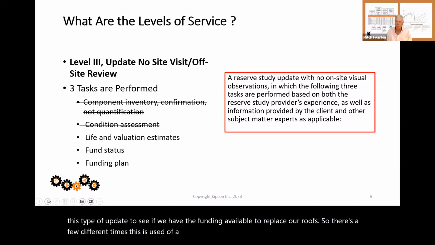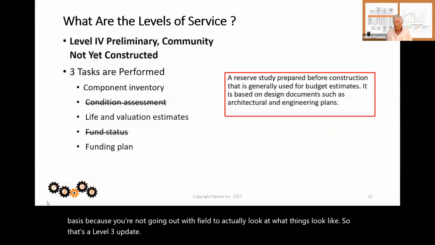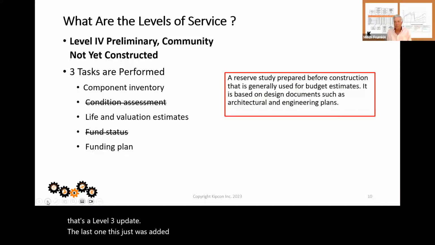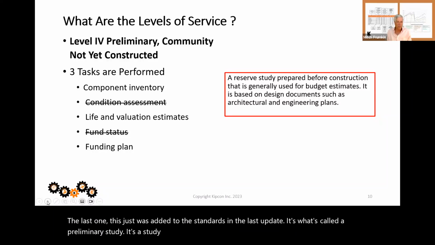a budgetary perspective, but it's not to be used on an ongoing basis because you're not going out in the field to actually look at what things look like. So that's a level 3 update. The last one, this just was added to the standards in the last update. It's what's called a preliminary study. It's a study that's done before the communities have been built.